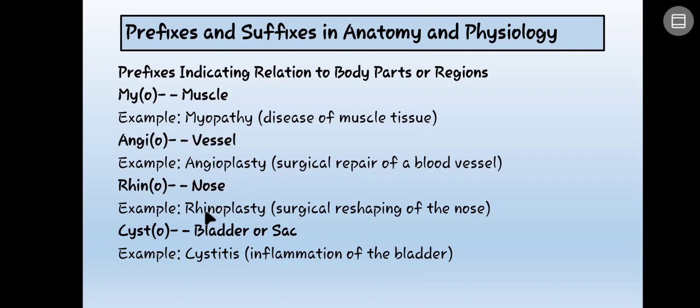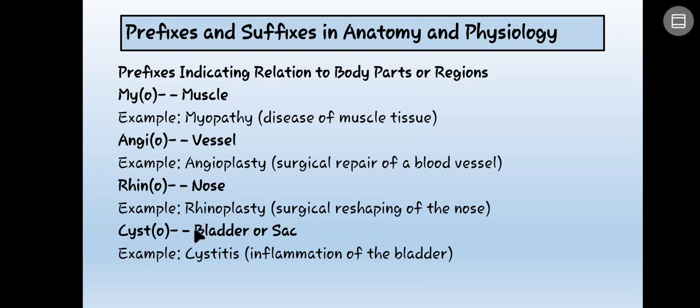Rhino means nose. For example, rhinoplasty means surgical reshaping of the nose. I told you that plasty means surgical repair in anatomy and physiology. So rhinoplasty is the surgical reshaping of the nose.